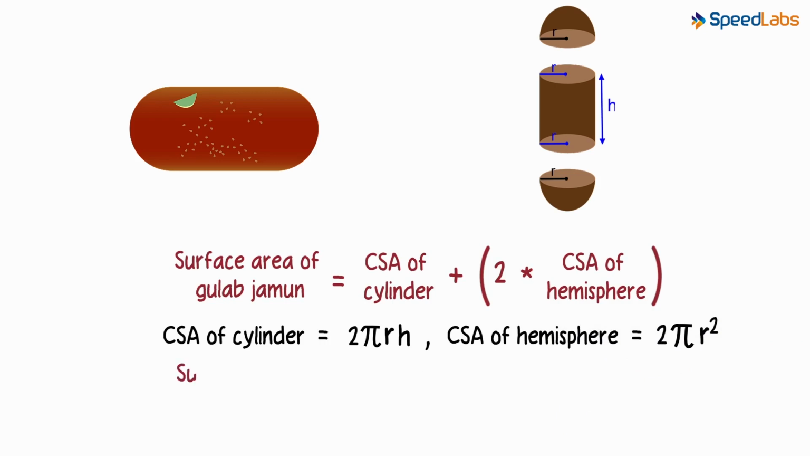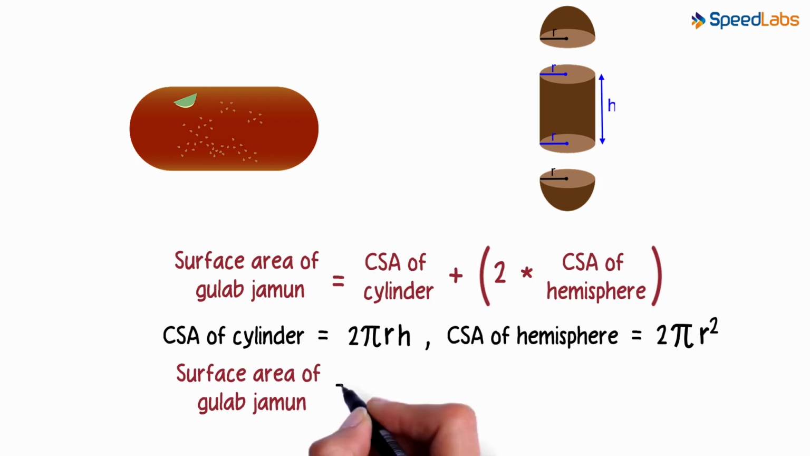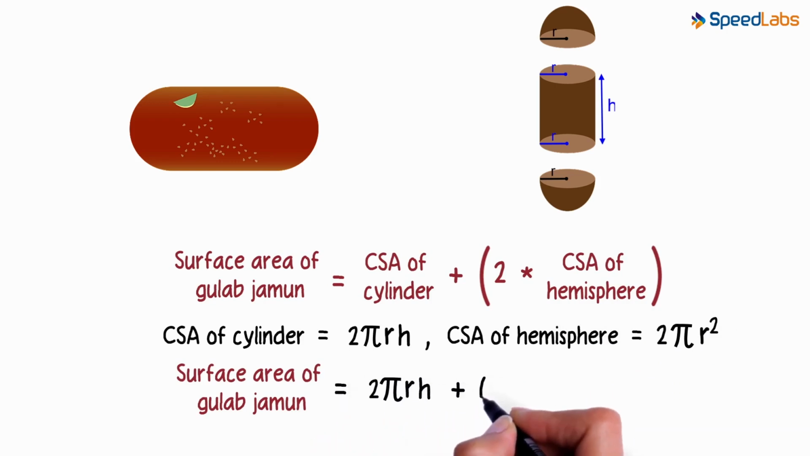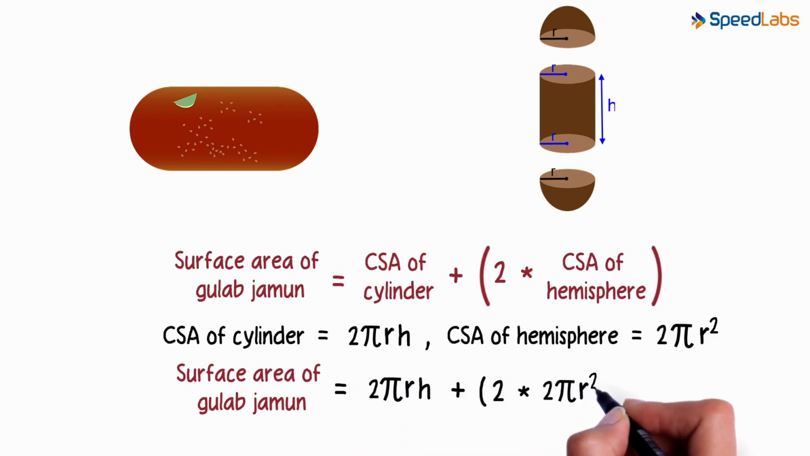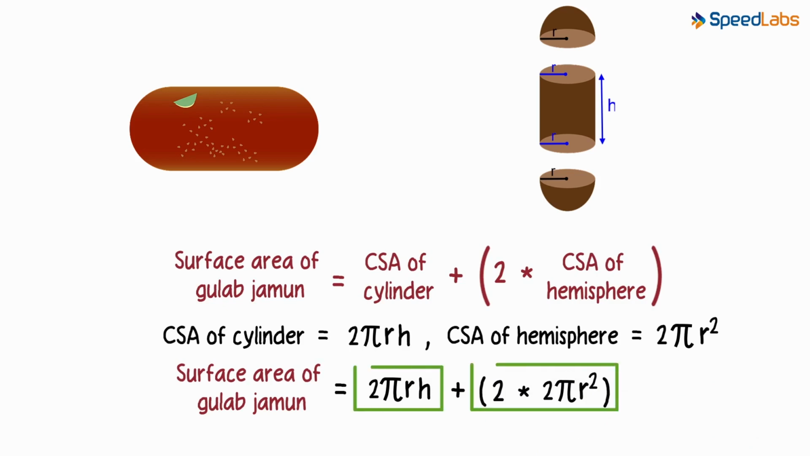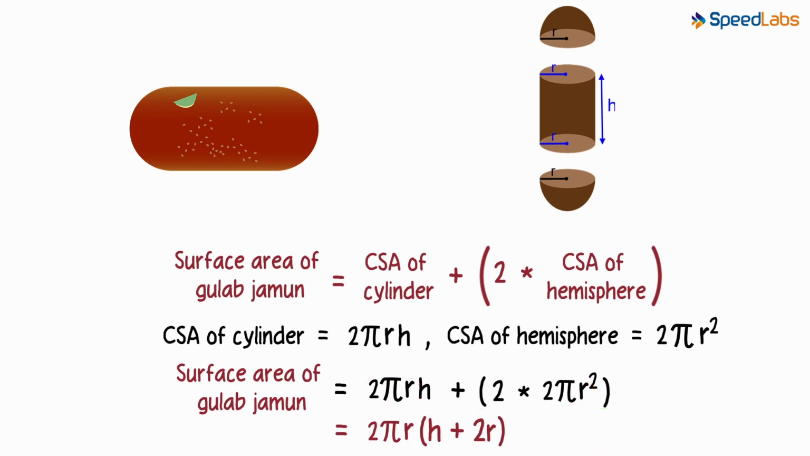So what will be the total surface area of the Gulab Jamun? The required area will be 2 pi r h plus 2 times 2 pi r squared. Observe these two terms. What's common amongst them? We can take 2 pi r common, and what we get in the brackets is h plus 2r. Hence, we get our required surface area.